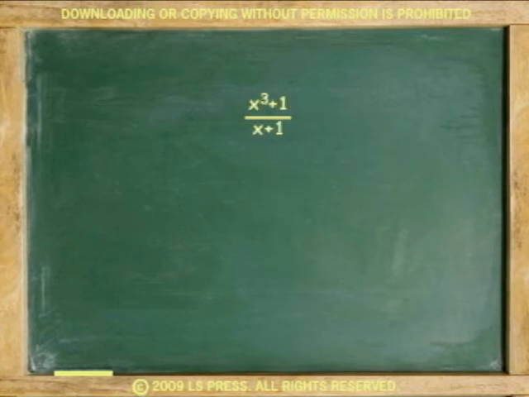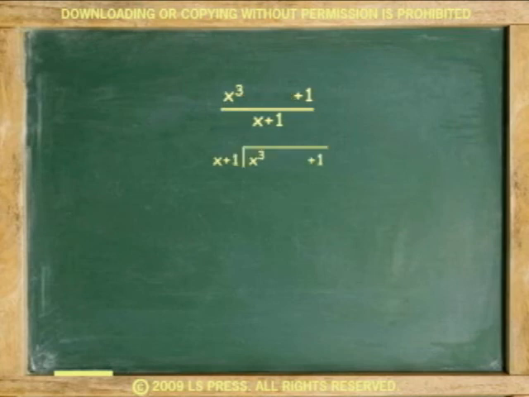Another example. To properly divide an expression with missing terms like the binomial, the middle terms x squared and x must be inserted. This is done by leaving space for the missing terms before beginning. Then start like before. x cubed divided by x is x squared.